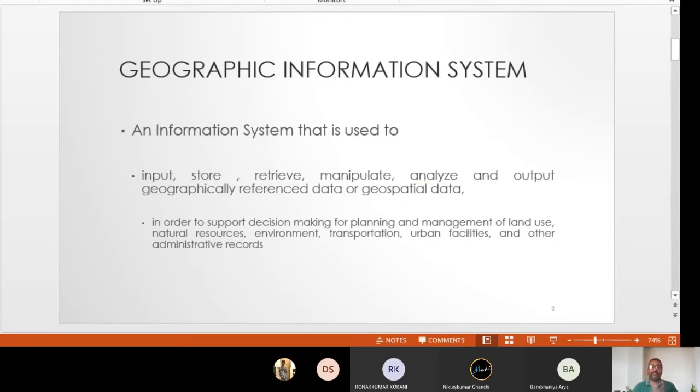So the major thing is that we are handling data in a geographic information system. That is why I say this geographic information system or geoinformatics is a data driven application. This is a data science in one way. When we manipulate the data, when we analyze the data, could you see my arrow here?